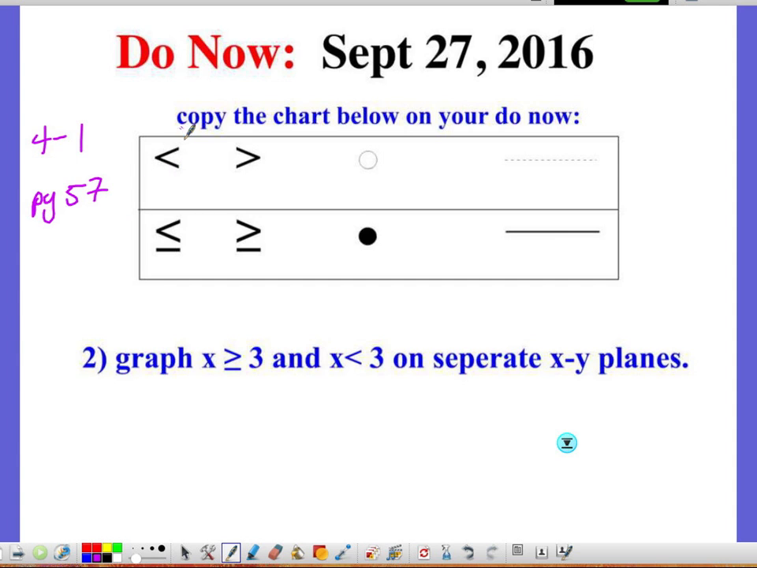lessons. So if we have less than or greater than, you're going to use an open circle when you graph it on the line, and your line is going to be dashed or dotted. If we have less than or equal to or greater than or equal to, our circle is going to be closed and we use a solid line.